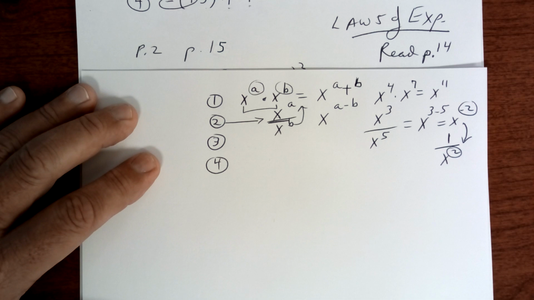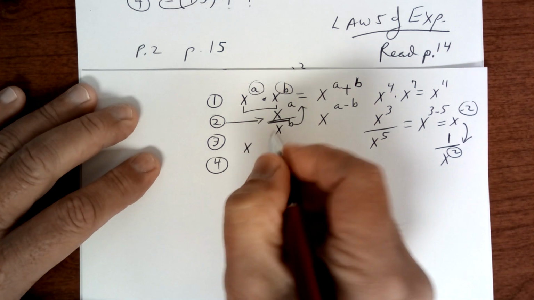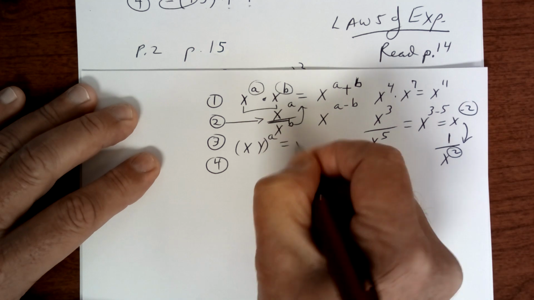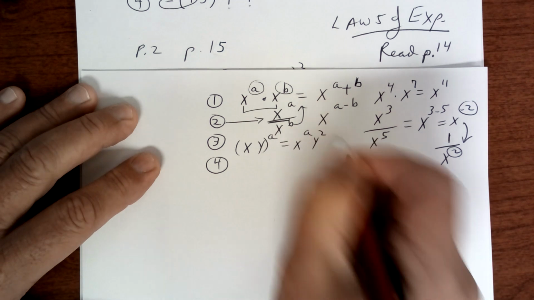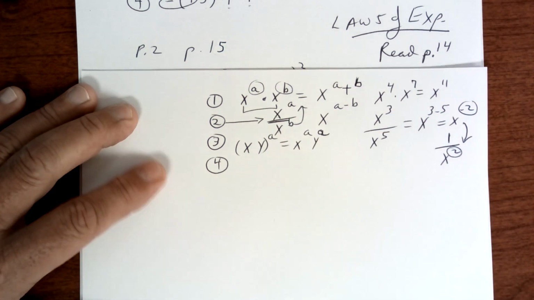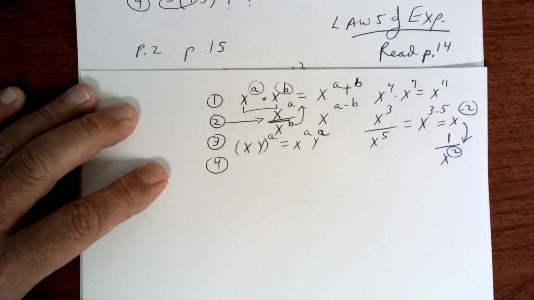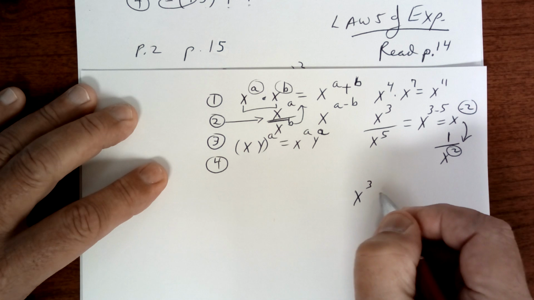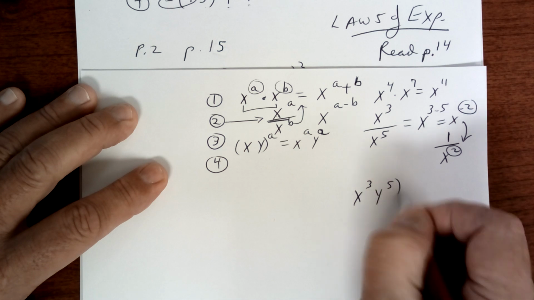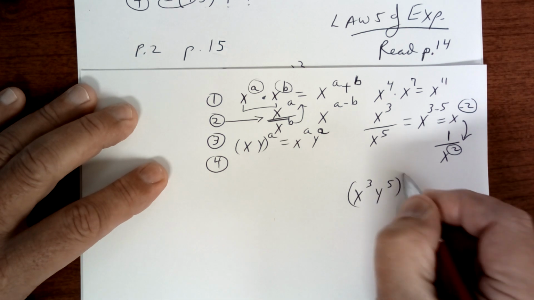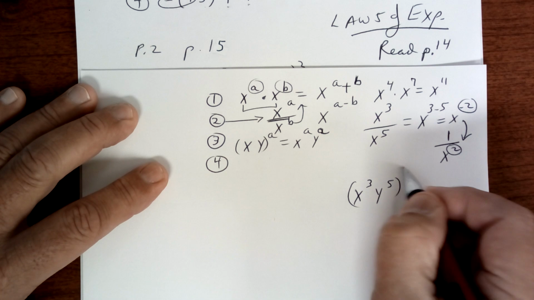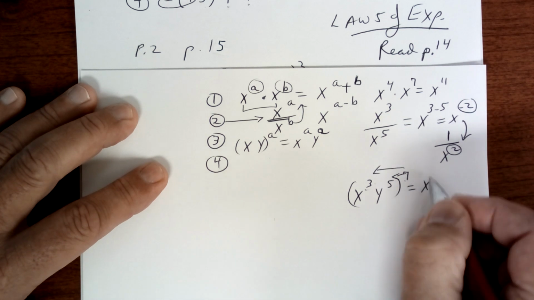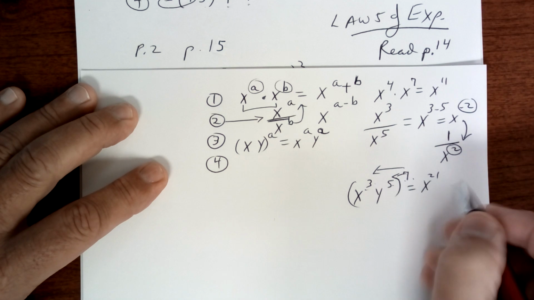The next one is like the distributive. xy to the a power would be x to the a and y to the a. That one would be like x to the 3rd, y to the 5th, all of this raised to the 7th power. So you're going to multiply here. So 7 times 3 is going to be x to the 21 and y to the 35.